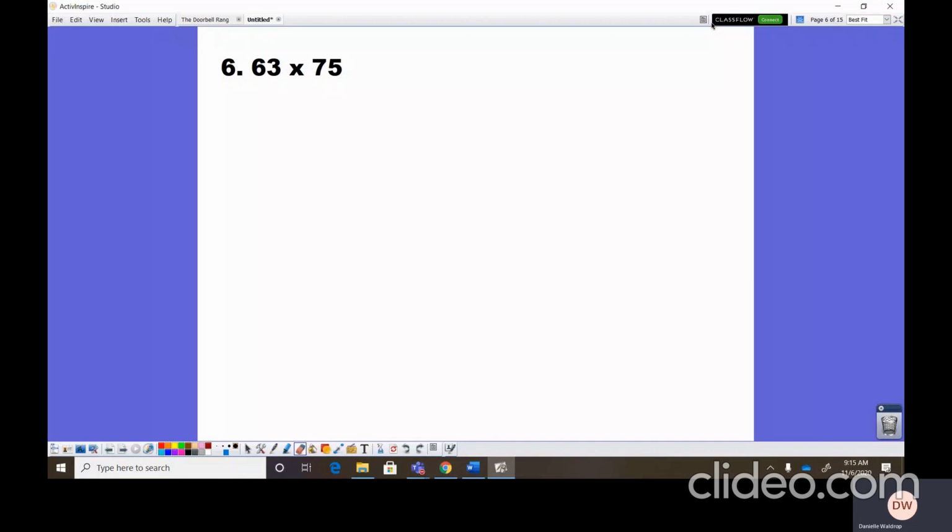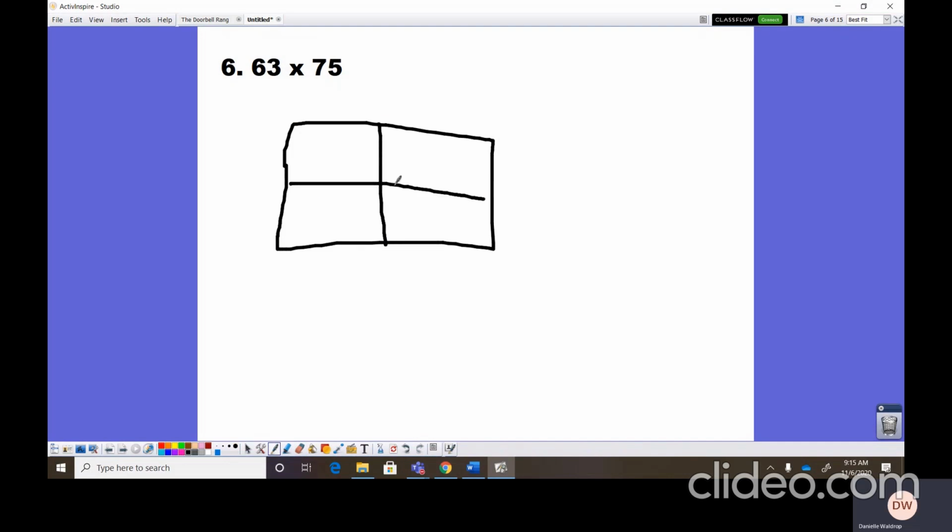All right, number 6, 63 times 75. Which of the following could be used to solve 63 times 75? Well, when we set up our area model for 63 times 75 and went to 2-digit by 2-digit, I know I need 4 boxes. 60 plus 3, 70 plus 5. To find the answer to this, we have to find our partial products.